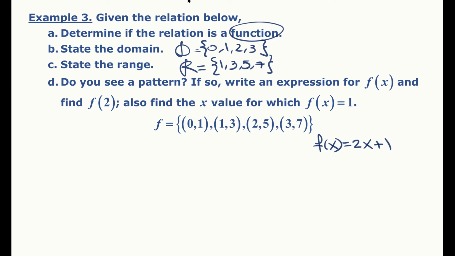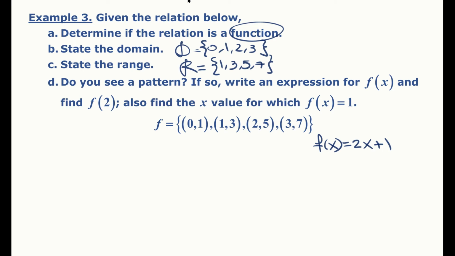What's twice 0? That's just 0 plus 1 is 1. What's twice 1? That's 2 plus 1 will give you 3. Twice 2, that's 4, plus 1 will give you 5. Twice 3, that's 6, plus 1 gives us 7. So this would be a depiction of the generalized function f of x here.